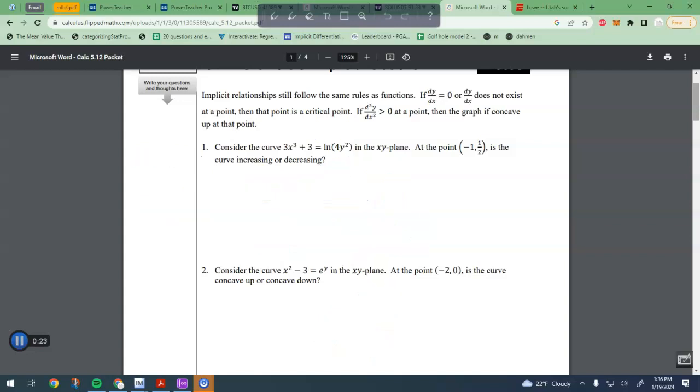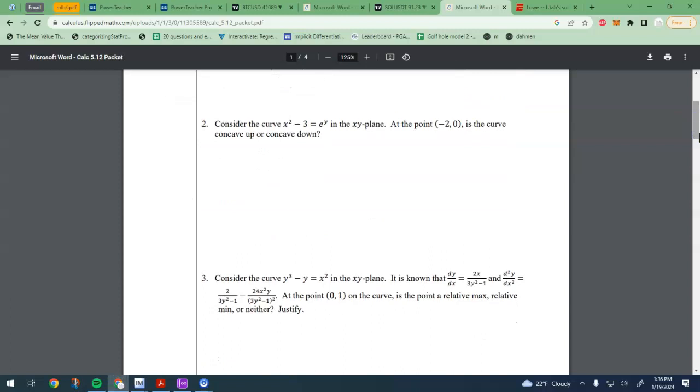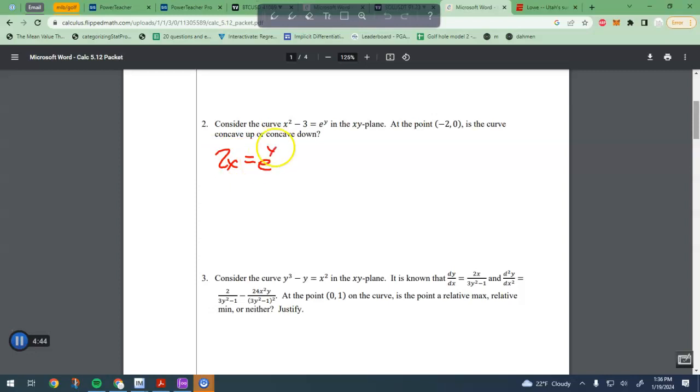Alright, let's look at 2. Now they're asking about concave up and concave down. What level do we need to get to now? Second derivative, because that's concavity. Again, I've got x's and y's here, so I need to use implicit differentiation. The derivative of x squared is 2x. The derivative of negative 3 is nothing. What's the derivative of e to the y? E to the y. But I took the derivative of a y, so I'm going to multiply it by dy dx.